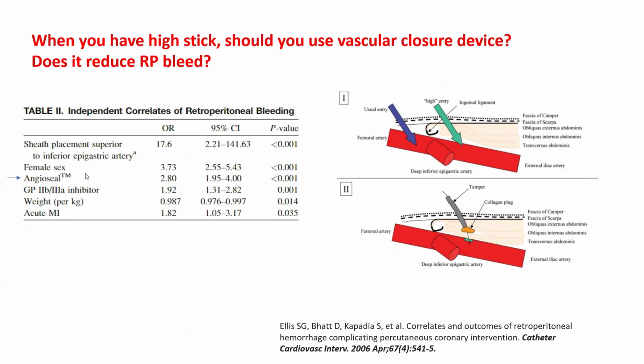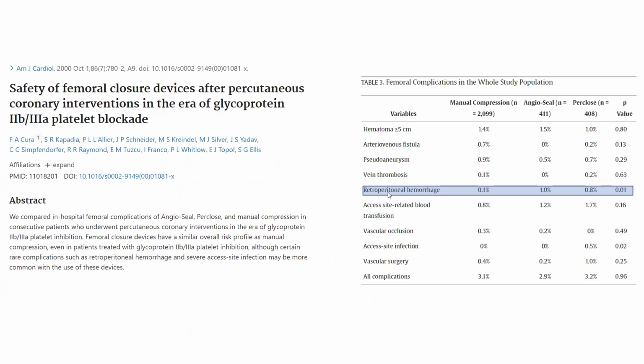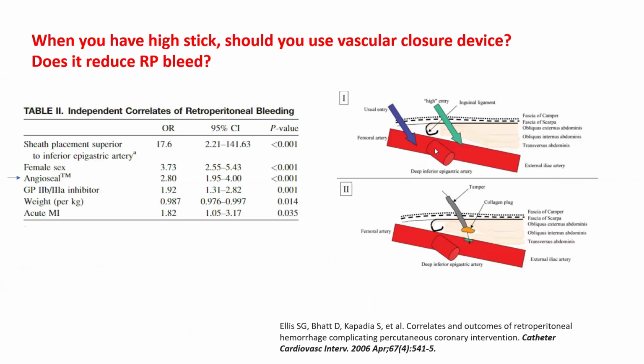So this is one series that shows that actually Angio-Seal has a 3 times higher risk of RP bleed than manual compression. This is another series that shows that both Perclose and Angio-Seal have higher risk of RP bleed than manual compression. And here's one of the explanations.